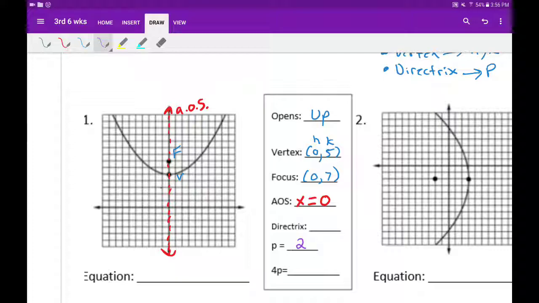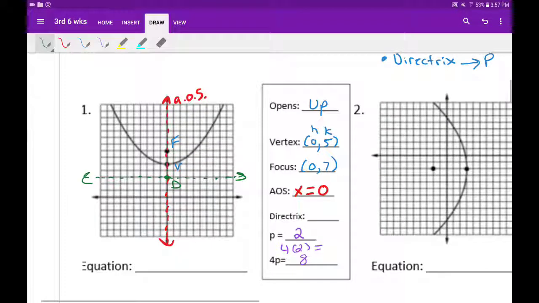We can use that p-value and substitute the 2 into p over here, and 4 times p will give us 8. All right, so using the p-value, we can find our directrix and just go down 2 units. The directrix is opposite the direction of the focus, and the parabola also opens away from it. And we have to remember that this directrix, I'll label it a D, is a line. Since it's a horizontal line, it's y equals, and in this case, it's y equals 3.